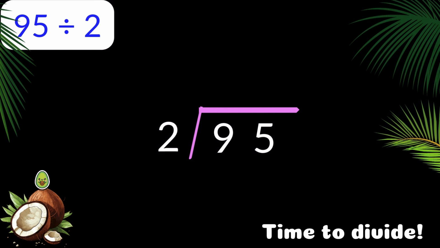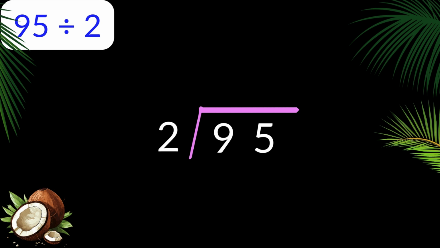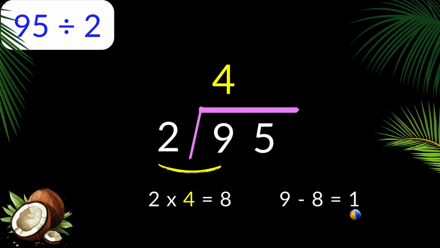Now it's time to divide. Let's divide each part of 95 by 2. Start with 9. We ask, how many times does 2 fit into 9? 4 times. Because 2 times 4 equals 8. Write 4 on the roof, above the 9. Since 8 isn't exactly 9, there's 1 left over. We put this one next to the next number.